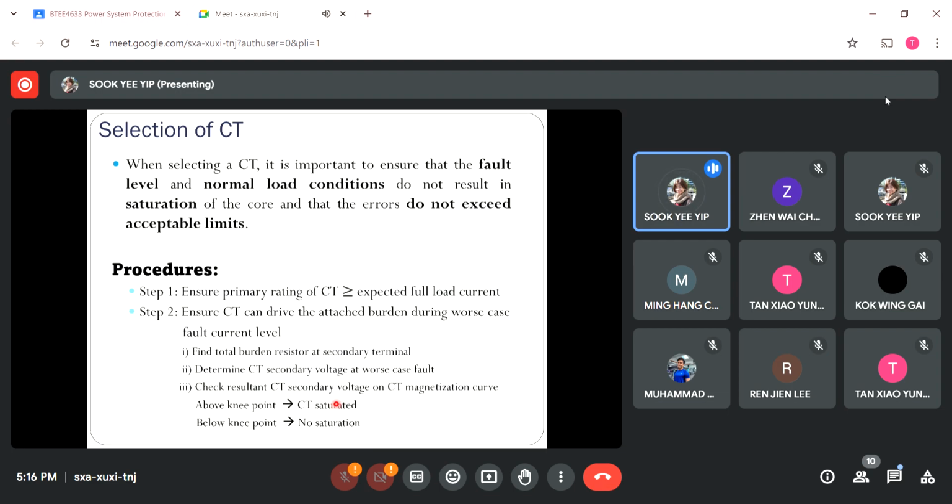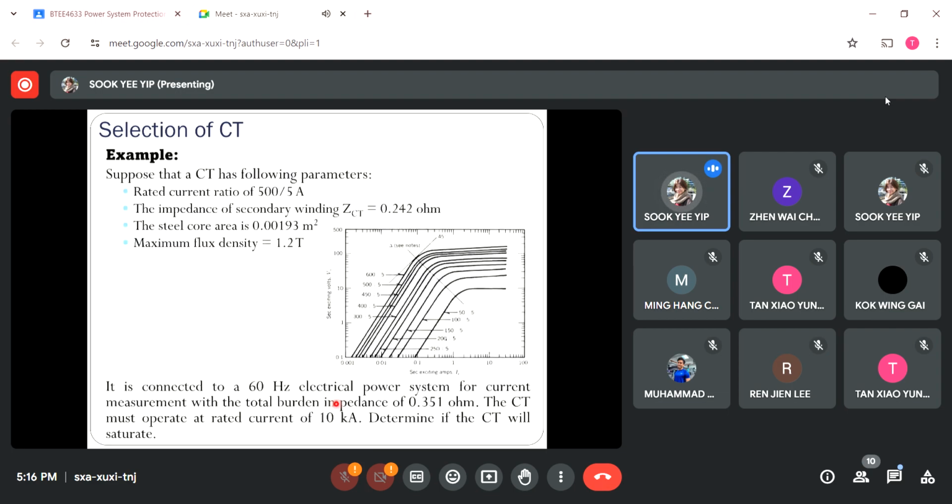All right. So now let's move on to look into these examples. We want to see if this current transformer is able to work or not. Is it suitable for this specific power system network? For example, if you are given a current transformer with these specifications, where the rated current ratio, the CTR, is 500 to 5. This is the primary current.